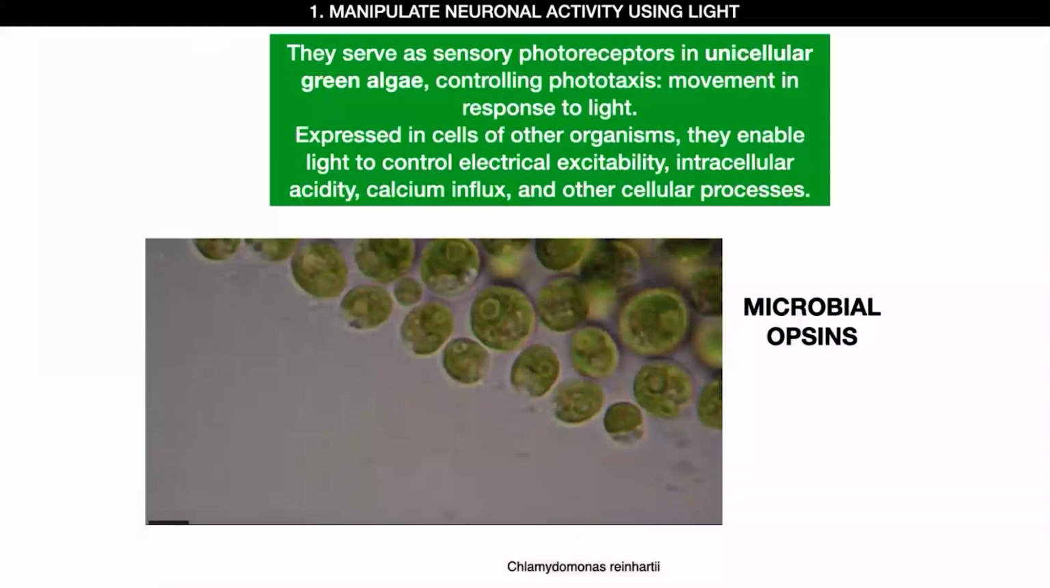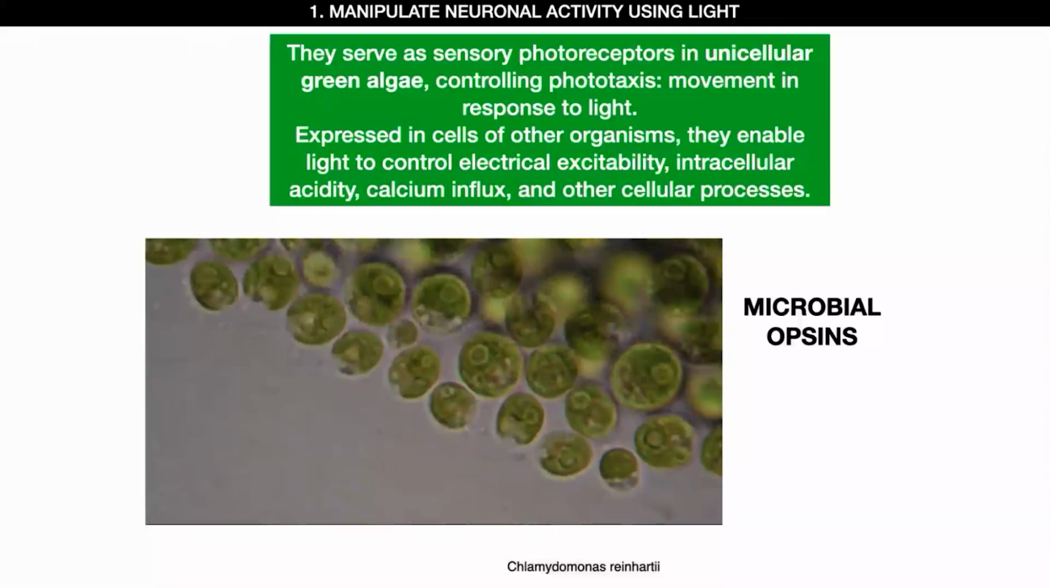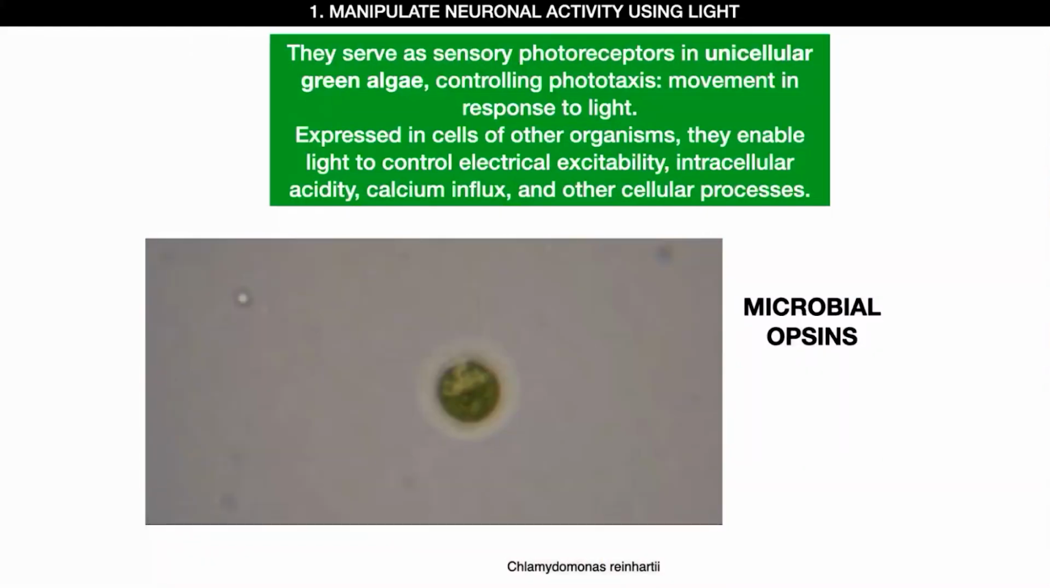So this is an example of microbes that carry these opsins. These opsins were first discovered and used from these microbes. They are unicellular green algae, and through these photoreceptors they can control phototaxis, so their movement, they move in response to light. So we can take those opsins from those organisms and we can engineer them to be expressed in different organisms.